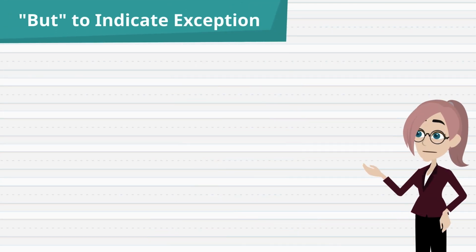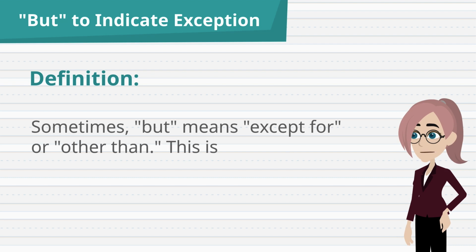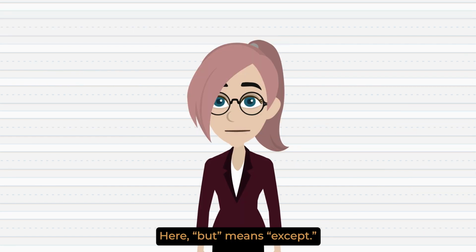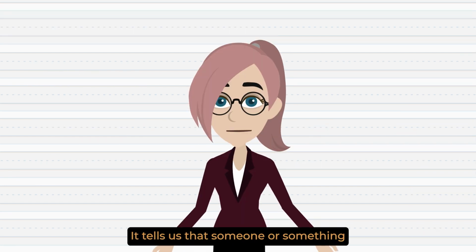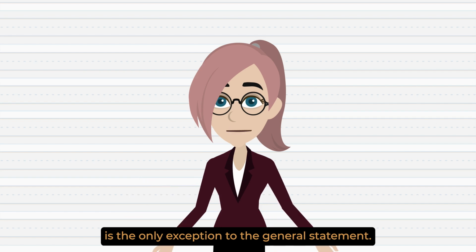But to indicate exception. Definition: sometimes but means except for or other than. This is when we use it to exclude something or someone from a group. Here, but means except. It tells us that someone or something is the only exception to the general statement.